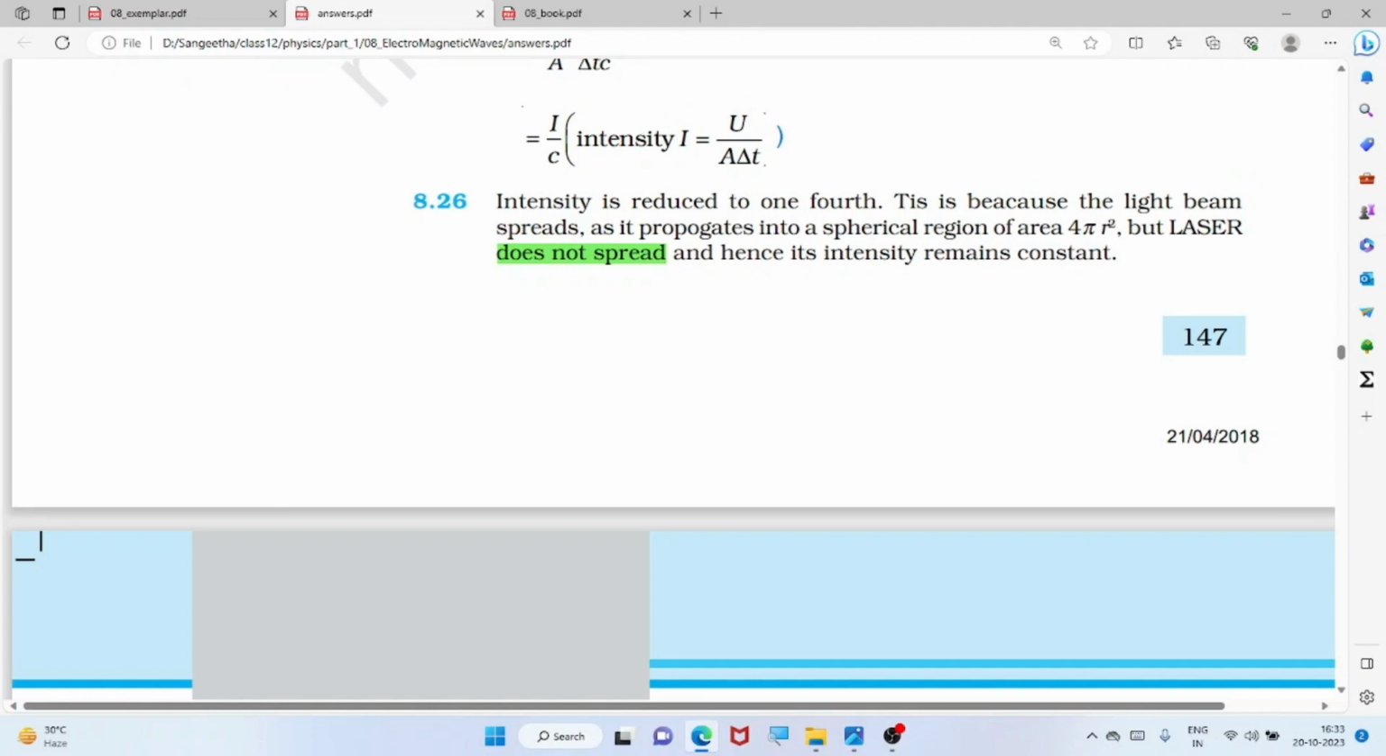This is because the light beam spreads as it propagates in the spherical region over the area 4 pi r square, but the laser beam does not spread out. That is the main thing here. It does not spread out, and hence intensity remains constant. This laser does not spread out. That is important.